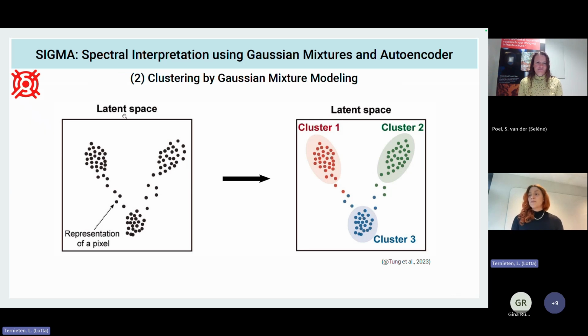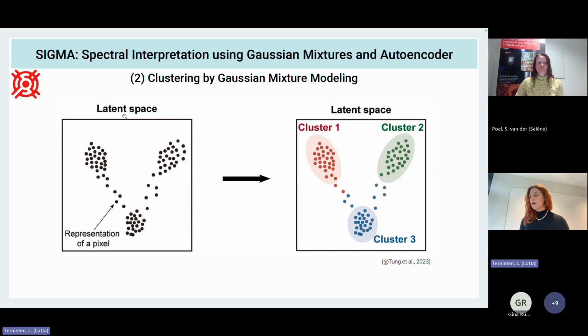The next step is just a normal Gaussian mixture modeling, just identifying clusters that are distinct from each other. And just a few more words on how to read these latent spaces. If you now have a pixel in the center of the latent space, that would mean that this pixel has a very similar signal compared to the overall signal that we have. And if the pixel is far away from the center, this means it's very, very different from the overall spectra. And also, if 2 pixels are far away from each other, this means they're very different in signal.